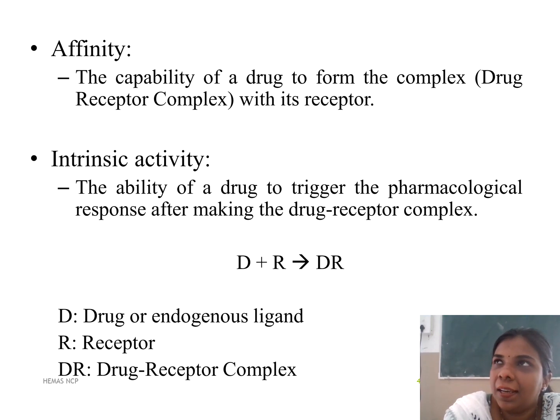That means it binds to the receptor, but moreover it will produce a response, a specific kind of pharmacological action. So D plus R forms DR, that is a drug receptor complex. D means a drug or an endogenous ligand. R means receptor. DR is a drug receptor complex.